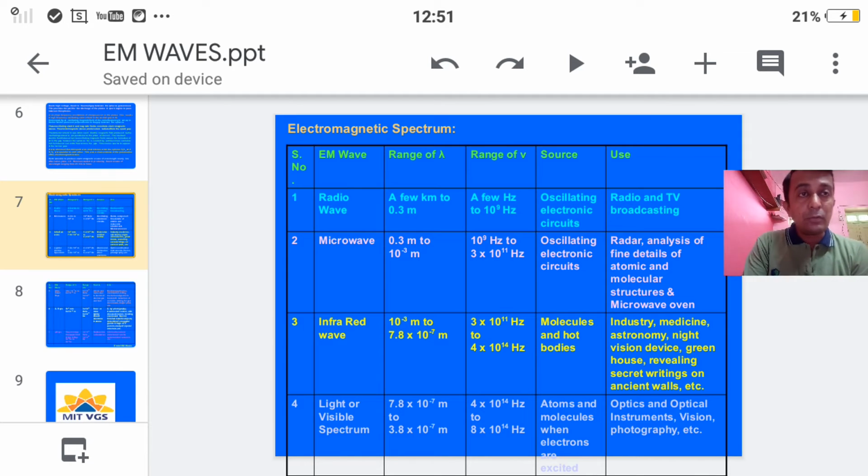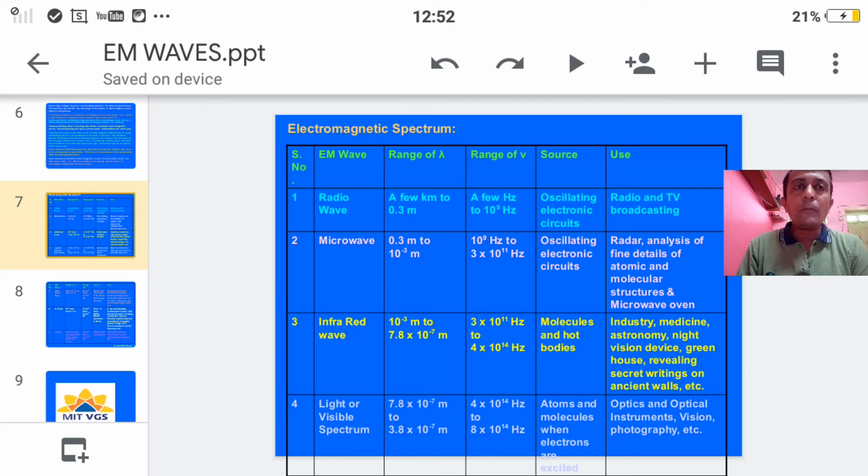Students, what is the source of visible light? When electrons in atoms and molecules are excited from a lower energy state to a higher energy state, we get visible light. Then by using a gas discharge tube we can also produce visible light. Then by using incandescent substances we can produce visible light. The energy of visible light is between 1.6 electron volt and 3.2 electron volt.